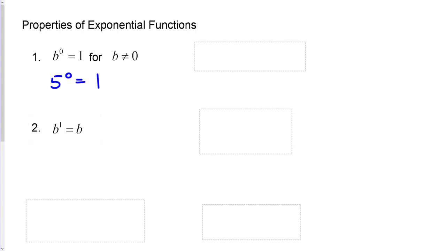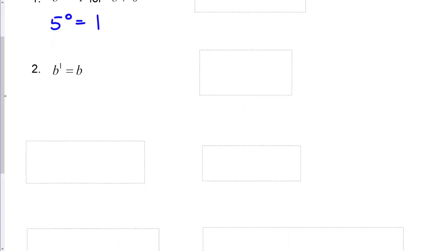Some properties of exponential functions. First, b to the 0th power is equal to 1. So what this means is any number raised to the 0th power is equal to 1. So if I have 5 to the 0th power, for instance, that's equal to 1. The only restriction here is your base cannot be 0. b to the 1st power is equal to b. This should be straightforward enough because any number, if you take it to the 1st power, it would just mean to multiply it one time, which would just be itself.